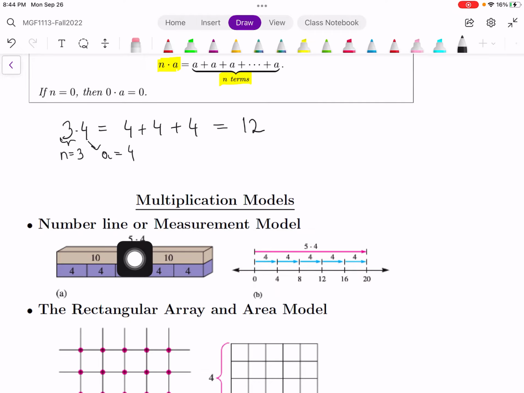So say I want to demonstrate what 5 times 4 is. I know it's 4 plus 4 plus 4 plus 4 plus 4, basically 4 added 5 times. So it's like aligning 5 blocks of length 4 in a row. So I have 5 blocks of 4. When I add their total length, I'm going to end up with 20.